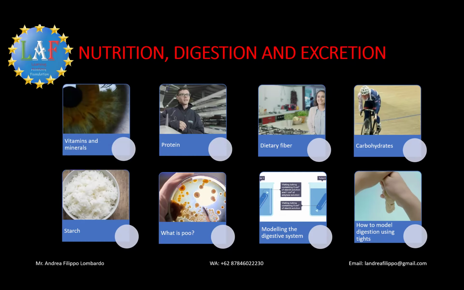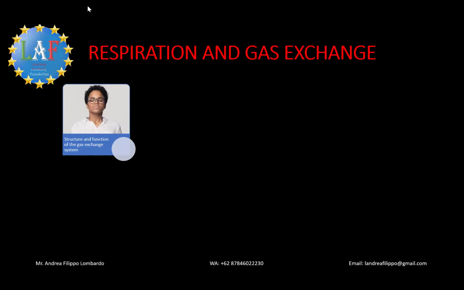The next section will be about respiration and gas exchange, where the students will see that the human body takes in oxygen and lets out carbon dioxide. So many parts of the body are involved, including the lungs, airways, and blood.